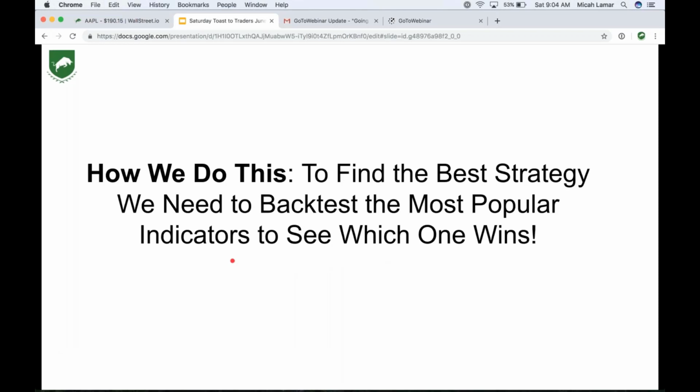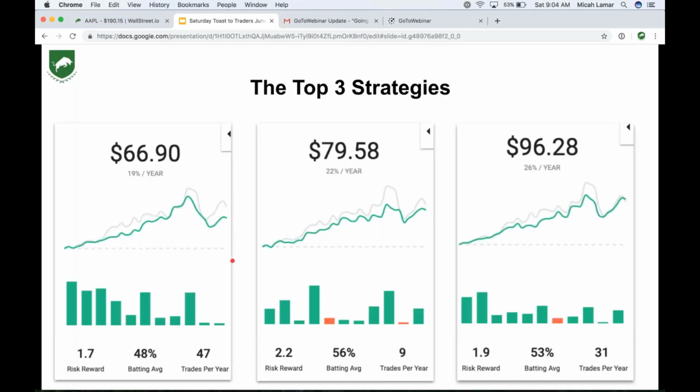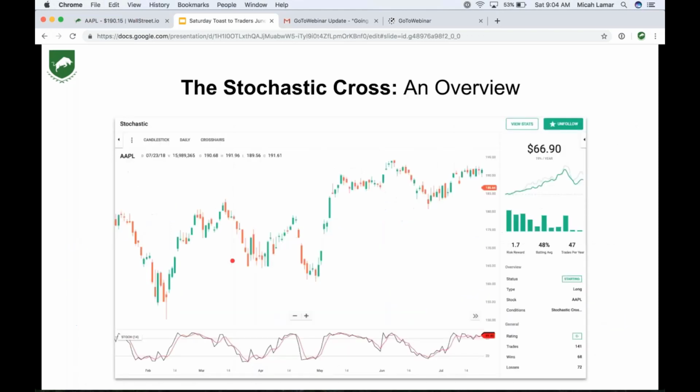Now, how do we do this? We're going to do this by finding the best strategy, and to do that, we need to backtest the most popular indicators and strategies to see which one wins. And so here are the top 3 strategies that a lot of people are using right now. We're going to cover them.